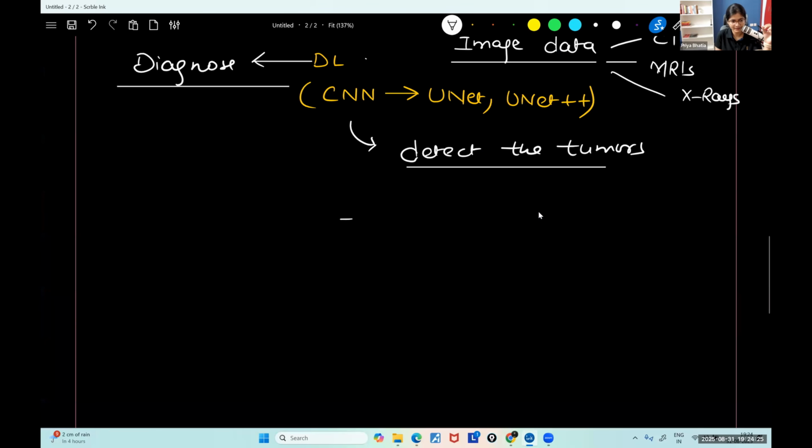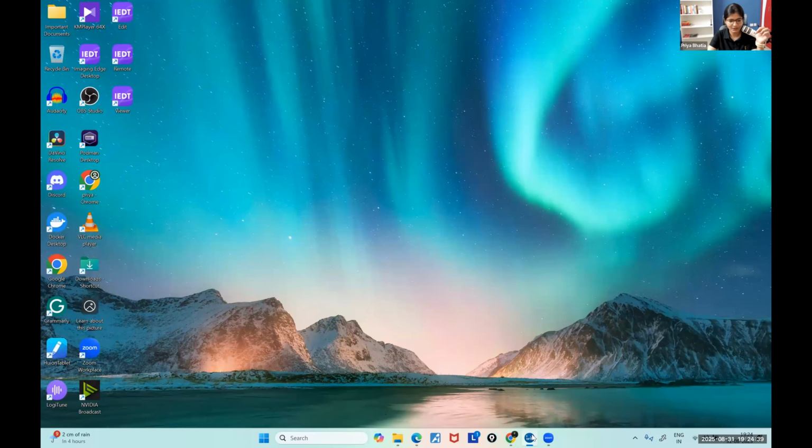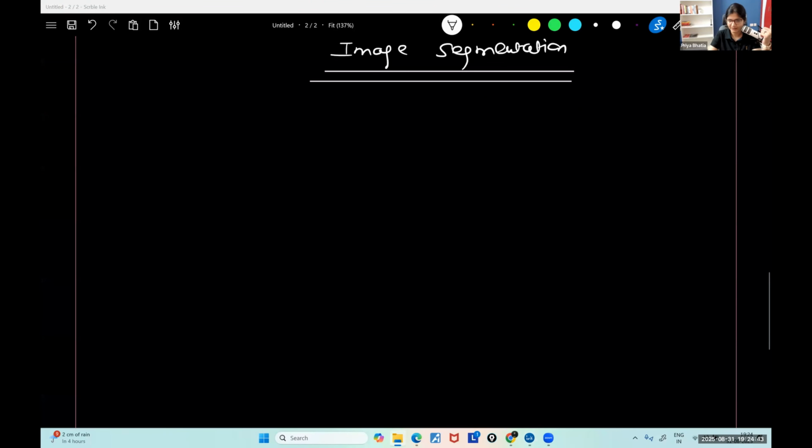So I will share with you one of the very interesting tasks which we can do in deep learning, which is image segmentation. Have you guys ever heard about this technique, image segmentation? Do you know what is the meaning of image segmentation? No? Let me showcase you one simple example. I'll take this example from my own research so that you can relate to it in a much better manner.